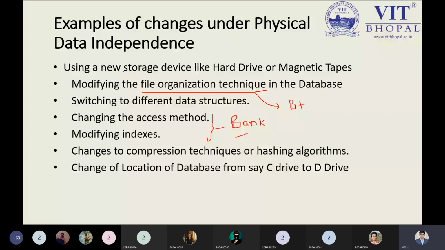So different changes under the physical data independence we can have: switching the different data structure, modifying the file organization technique, and changing the access method. Previously, in the earlier days when the banking system was computerized, we had the information sequentially. Now we have the index method, the random index method, the direct index method. So it depends on the access method we are using. That is a point.